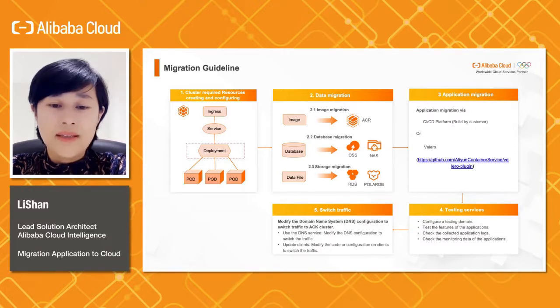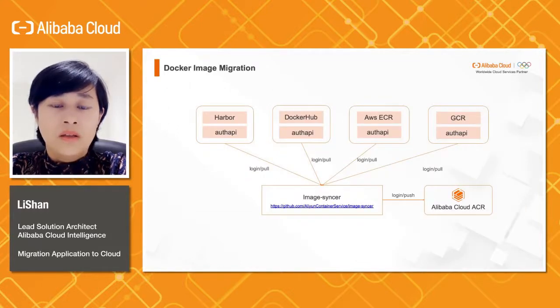Step 5, switch traffic. Update the DNS configuration to switch the traffic. If your application code includes a URL, don't forget to update the code or configuration in the applications to make sure the URL is right. Next, I will briefly introduce Docker image migration, database migration, and storage migration, and then I will deep dive into cluster required resources planning.